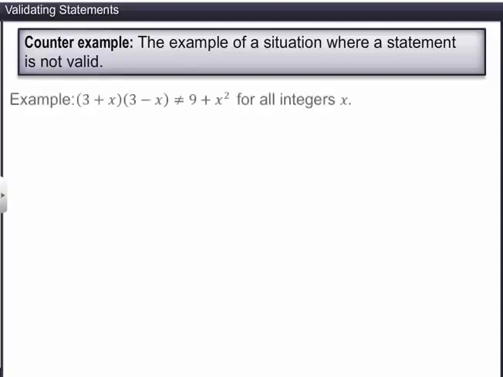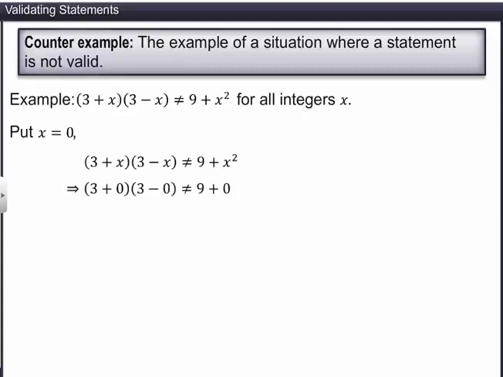3 plus x multiplied by 3 minus x is not equal to 9 plus x squared for all integer x. This can be proved by taking a counterexample. Now, consider x equal to 0. Let's substitute the value of x in the given statement. On simplification, we see that 9 is not equal to 9, which is a contradiction. Hence, the given statement is false.